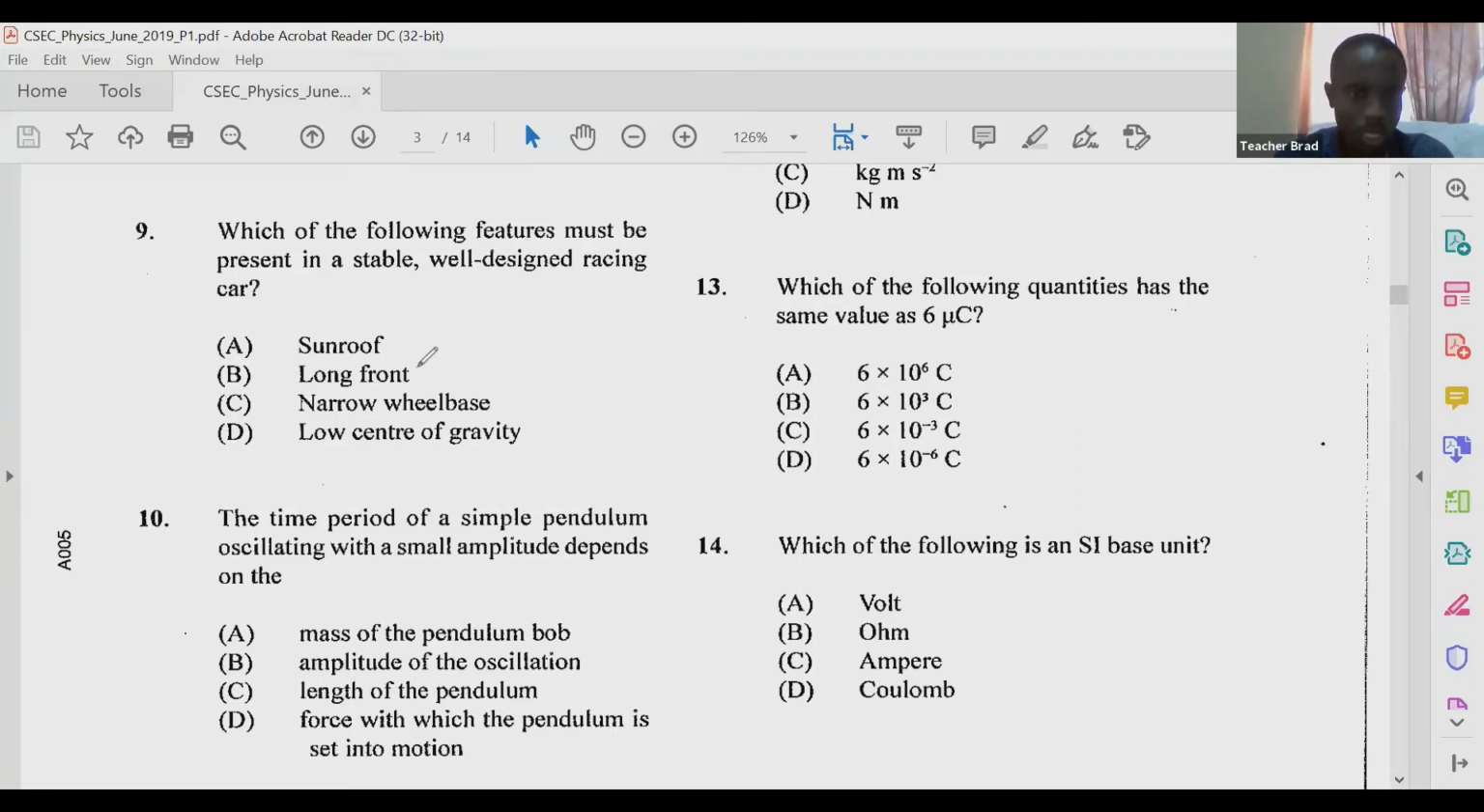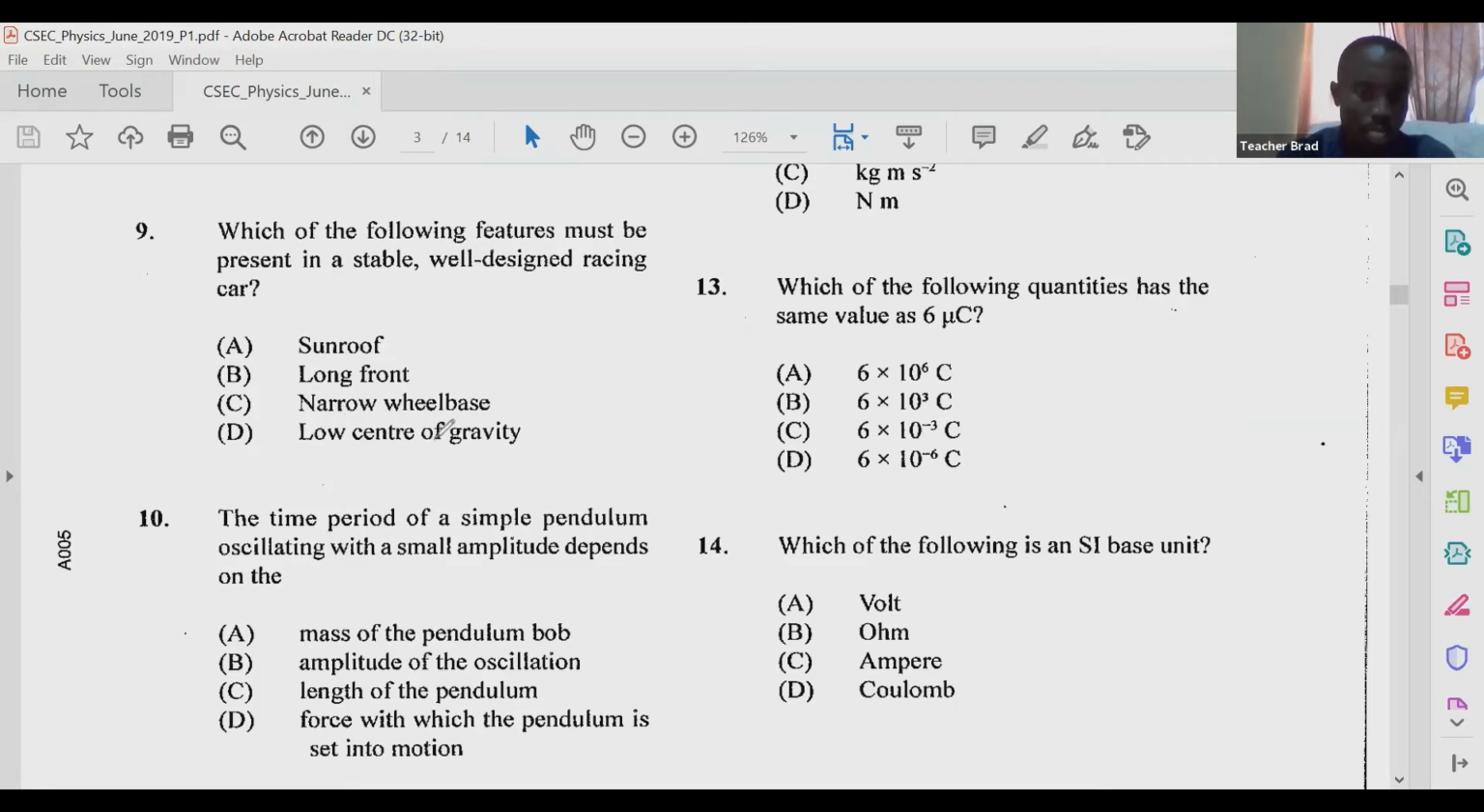Long front or short front, not necessarily affecting it that much. Narrow wheelbase certainly wouldn't give a better center of gravity because you want the base to be broad. So the broader the base is the stabler the object. You want the base to be broad, and so it's harder for the object to topple over. So narrow wheelbase, no.